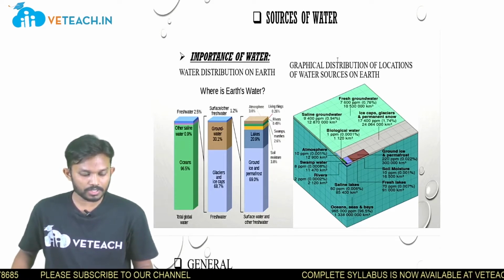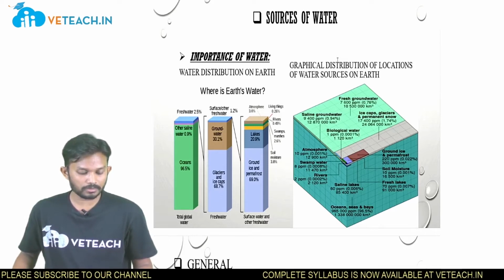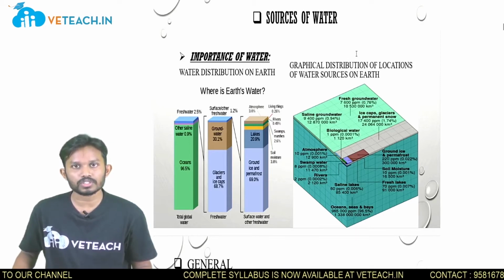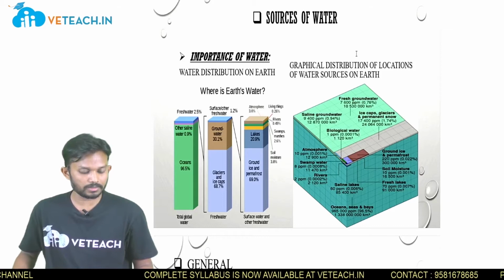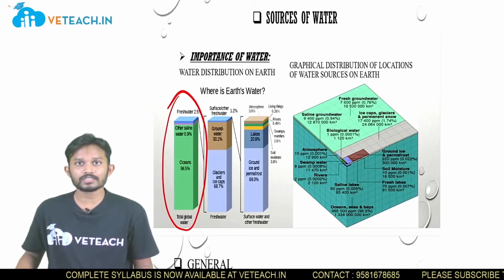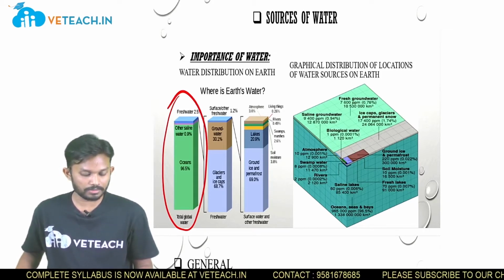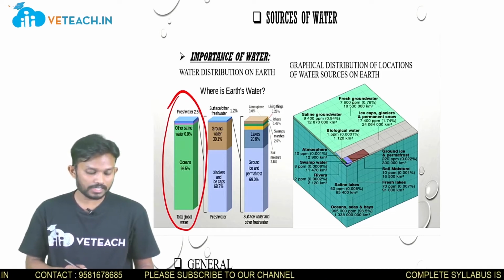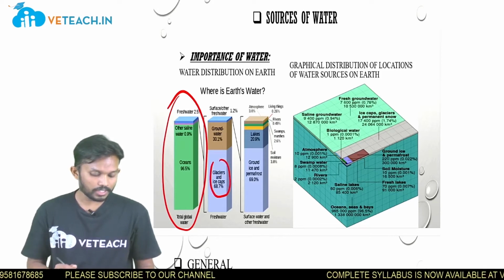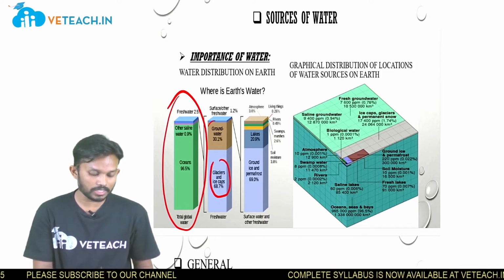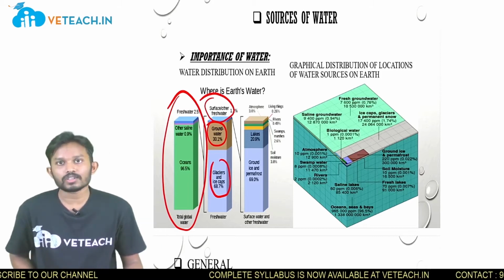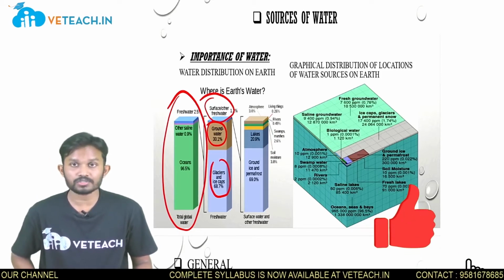In this slide we can see the importance of water. One is the water distribution on earth, and its graphical distribution in different locations. If you look at the overall percentage, fresh water accounts for only 2.5%. Within that 2.5%, glaciers account for 68.7% and groundwater accounts for 30.1%. The remaining 1.2% accounts for only surface waters and other freshwater sources.